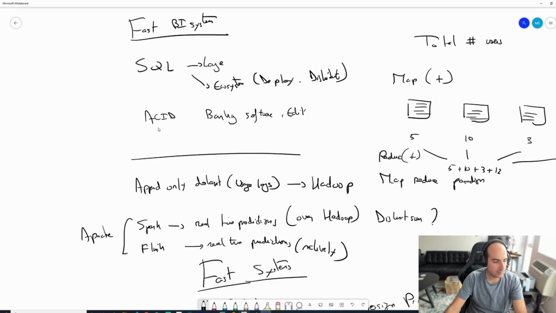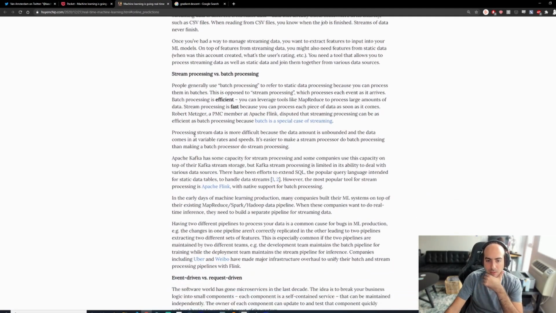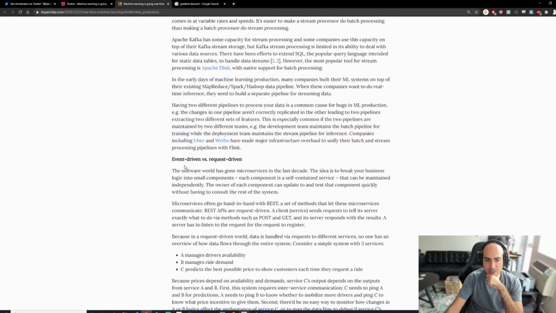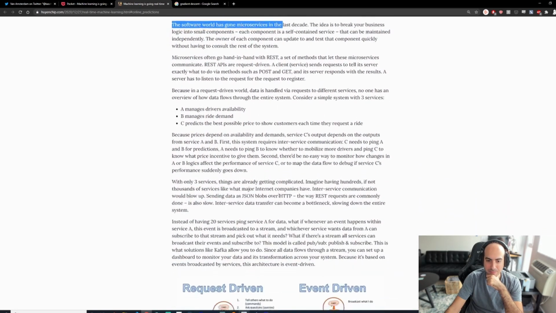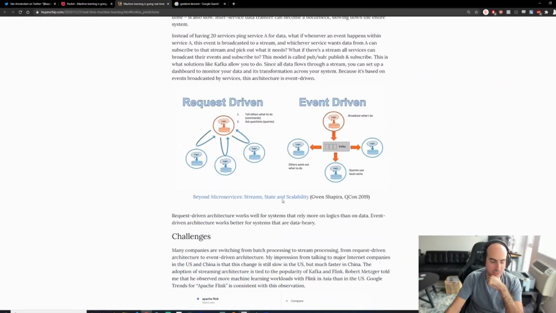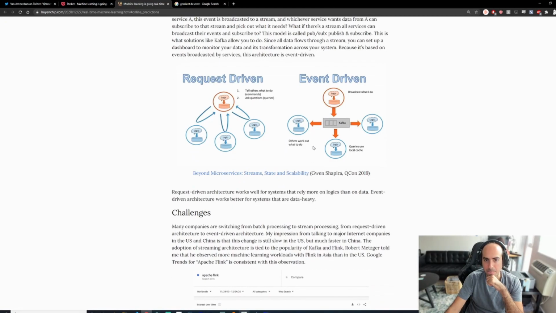So yeah, let's go here. That's what they talk about. Okay, so then they talk about the difference between event and request-driven computing. Yeah, I think this is a good figure. Actually, I was going to draw something similar.